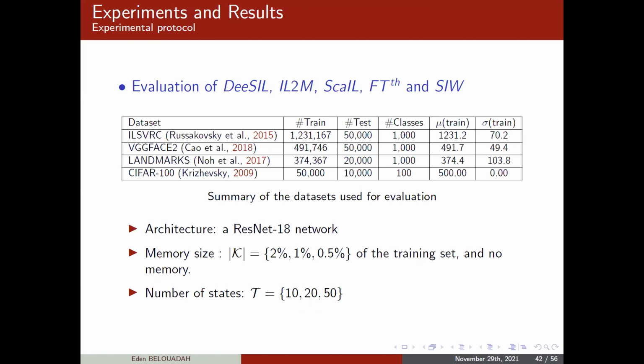We use in all our experiments a ResNet-18 architecture, and we vary the memory size between 2, 1, 0.5% of the training set and no memory at all. We vary the number of states between 10, 20, and 50. And note that K and T are the two most important parameters to vary to test the robustness of class-incremental learning methods.